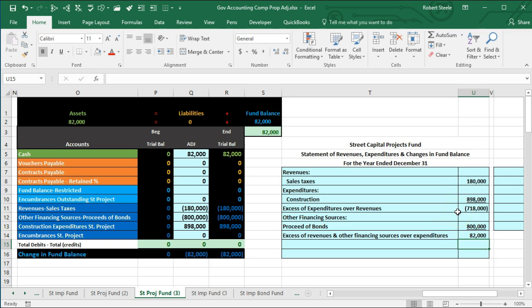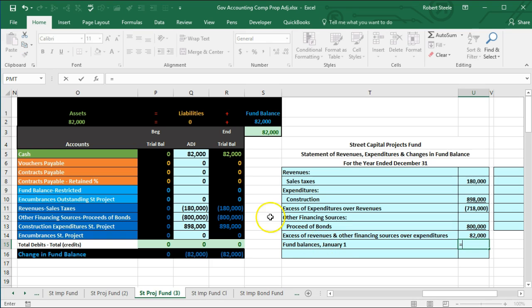800 minus the 718 giving us the 82. We could clean this up a bit by indenting here, so I'm going to go to the proceeds from bonds, home tab, alignment, and increase the indentation, and then we can look into the fund balance. So we're going to include basically the fund balance, starting with the beginning fund balance and then ending with the ending fund balance. The beginning fund balance will be equal to 0.